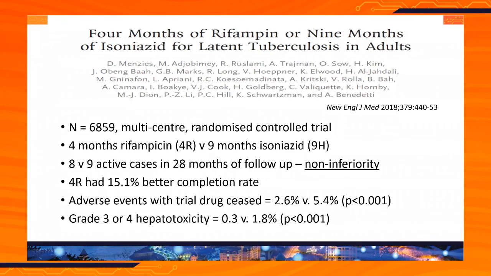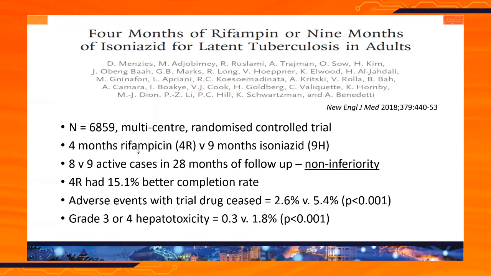This is the large randomized controlled trial that followed a number of smaller trials that was led by Dick Menzies out of Vancouver in Canada, but again multi-centered across the US and other places around the world, published in the New England Journal in 2018, that involved a very large number of patients, again comparing rifampicin for 4 months with 9 months of isoniazid. Again, very low numbers of active cases, but it showed non-inferiority.